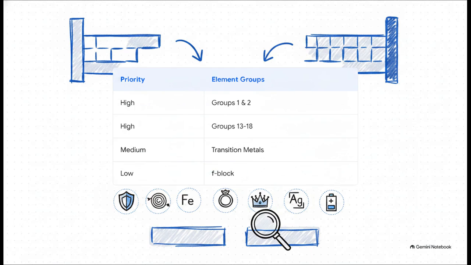If you're in the 9th to 12th standards, here is exactly where you should focus your energy. Look at this priority breakdown. You want to intimately know the high priority groups, groups 1 and 2, which is the S block, and groups 13 through 18, the P block. Then mix in the medium priority stuff, which are your most common transition metals like iron, copper, silver, gold, and zinc. And those lanthanides and actinides floating at the bottom, keep them strictly on the low priority list. They rarely form the core of your exams, so you can just look them up when you actually need them.